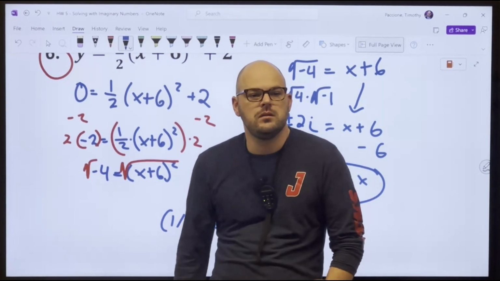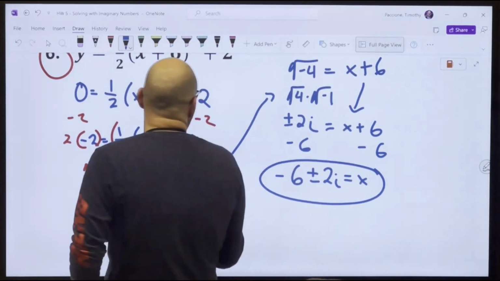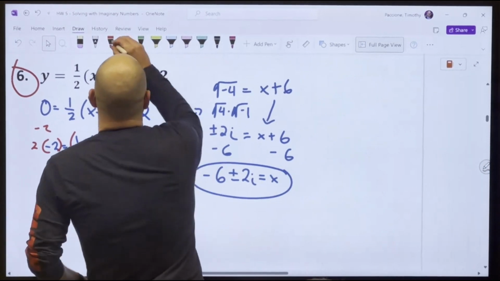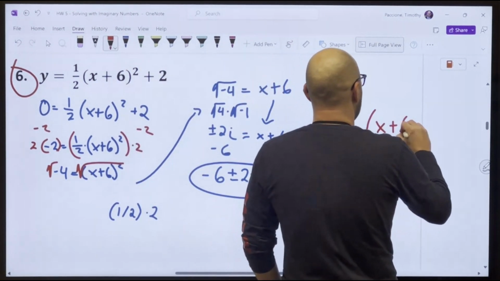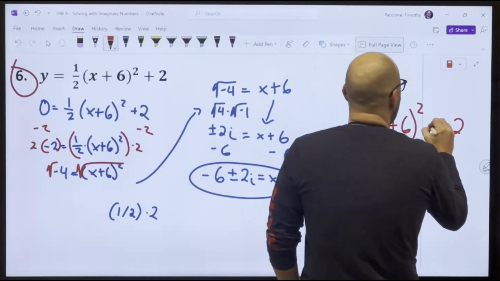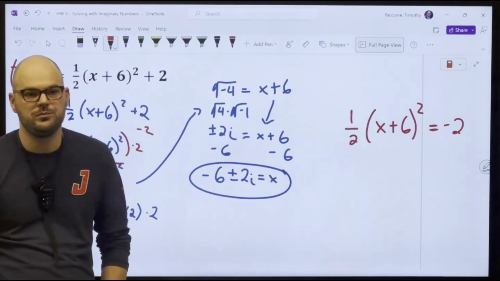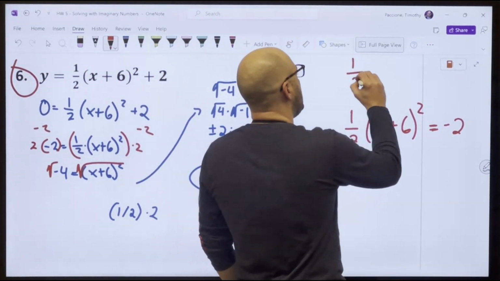Yeah. Why do I multiply by 2? Because at this point, I had 1/2 times x plus 6 squared, what I had equals -2. And what did I want to get rid of? The 1/2. Well, what happens when you multiply 1/2 times 2?